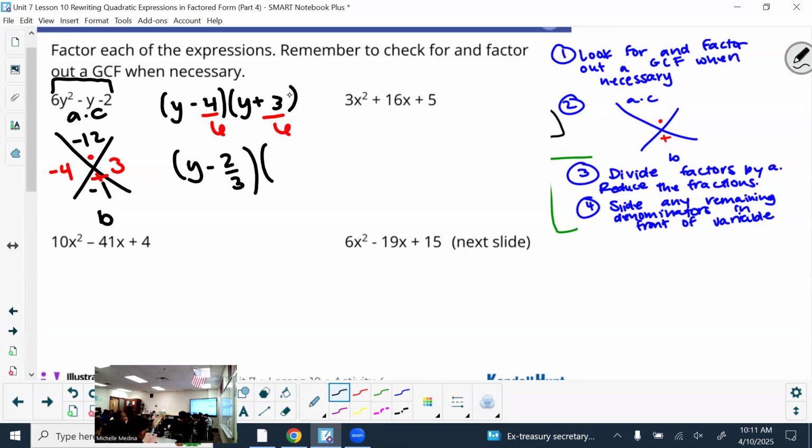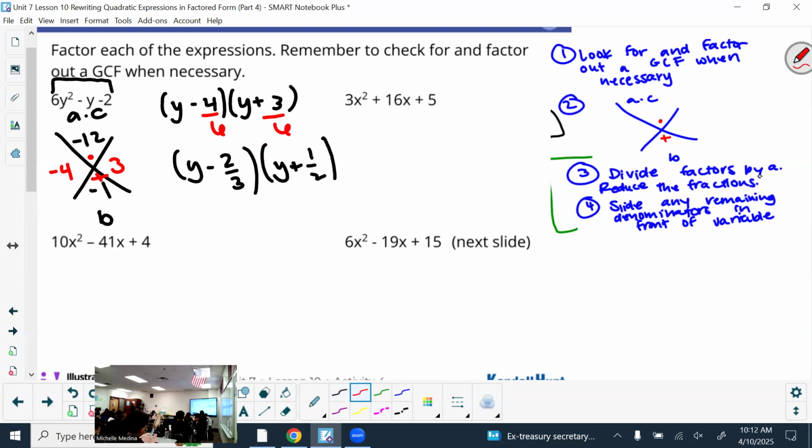Let's see. Class, what does 3/6 reduce to? All right, this helps me easily see my zeros. Like if it was asking for the answer to a quadratic, my x-intercepts, I would say that it's 2/3 and -1/2 for my final answers. But we just want the factored form today.